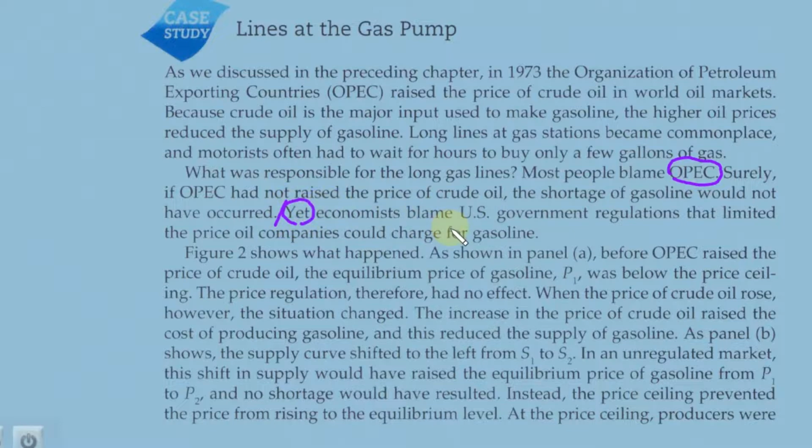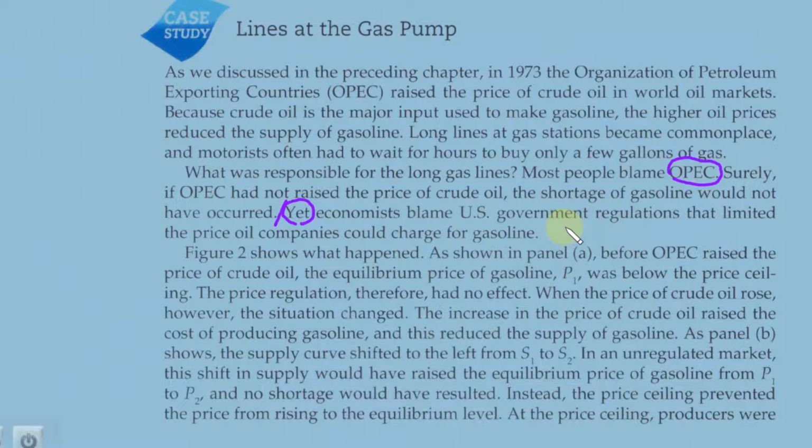But economists blame U.S. government regulations rather than OPEC's price raising. Why? Because U.S. government regulations limited the price oil companies could charge for gasoline. The meaning of this is that economists blame the U.S. government's policy.